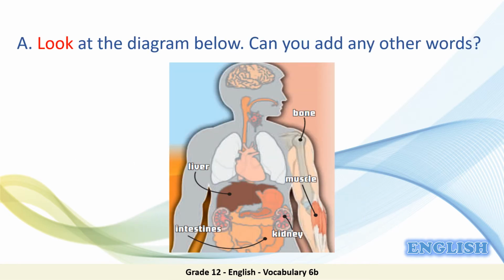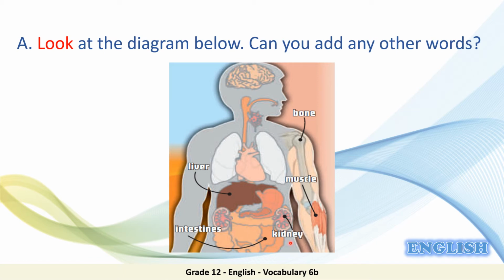Now, my dear students, in your book, Exercise A, look at the diagram below. Can you add any other words? As you see here, we have 5 words about parts of the body. We have bone, liver, muscle, intestines, kidney. Again, bone, liver, muscle, intestines, kidney.